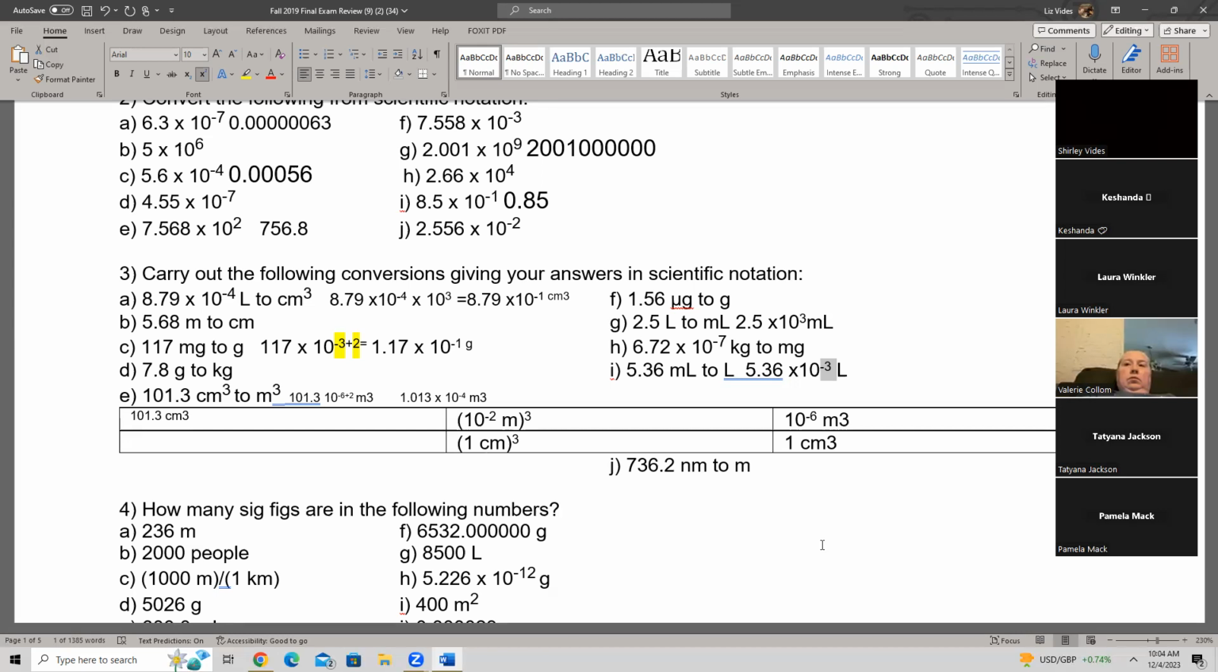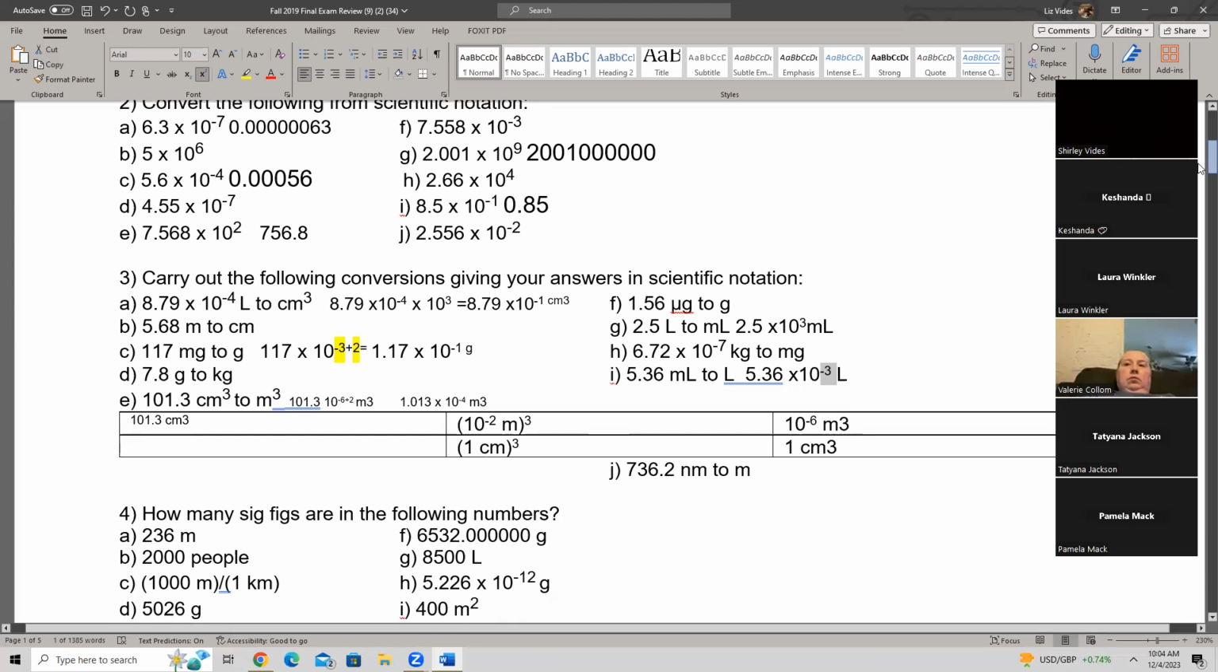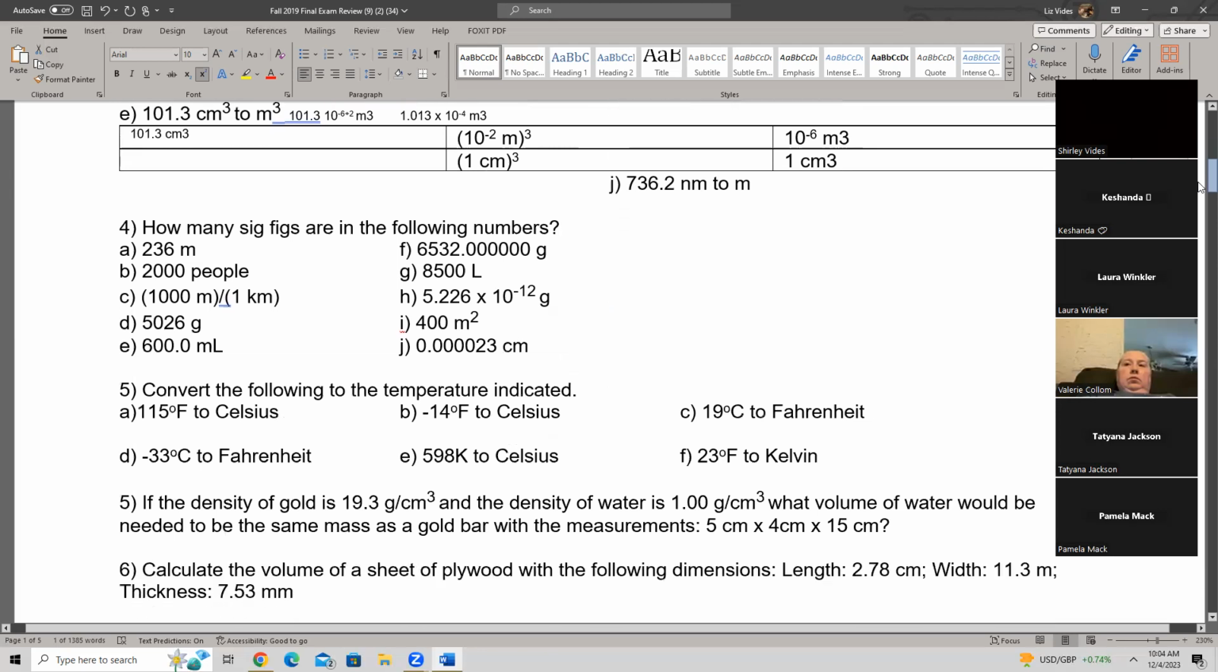All right, so next is how many sig figs are in the following numbers? Oh, I think you know these pretty well. If you don't, that's fine. But I think you guys know these. All right, so let's do A. How many? 3. 3, right? What about B?